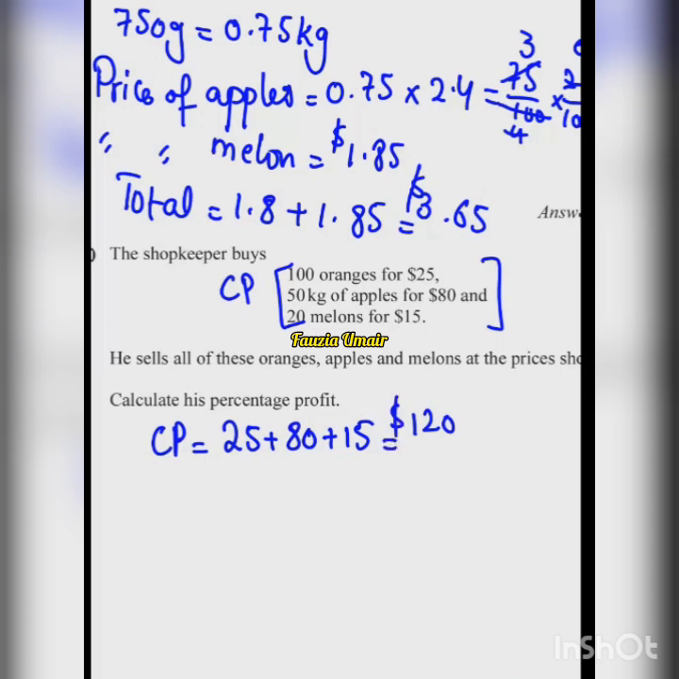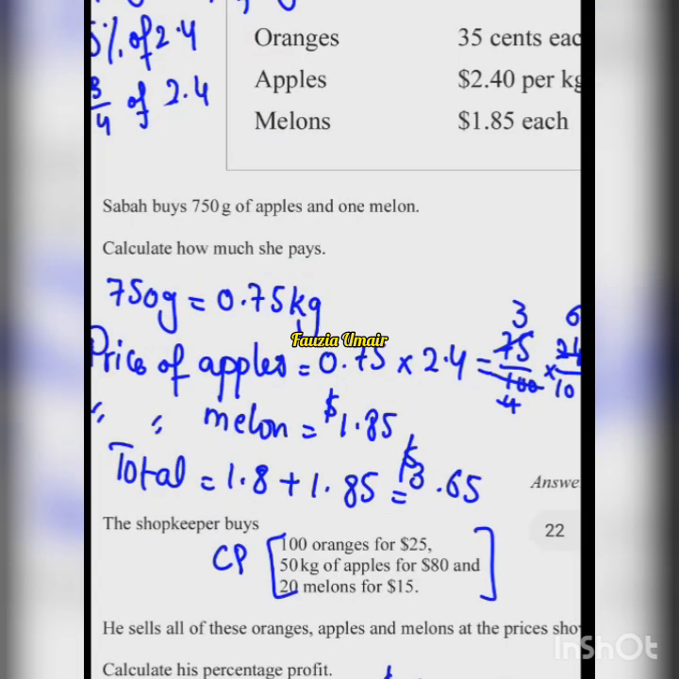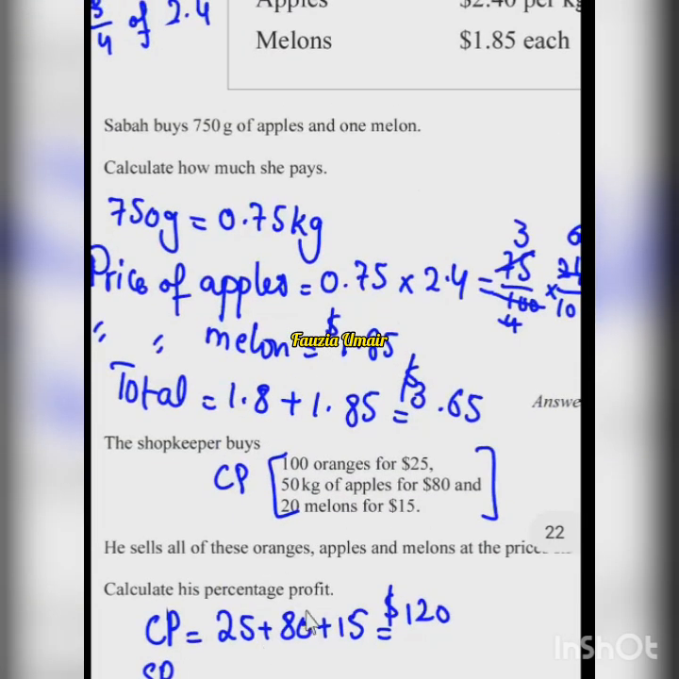All right. So now we need to find out what the sale price is. For the sale price, I'm going to write it down. I will go back to the table. So the sale price of oranges is 35 cent each. So 35.